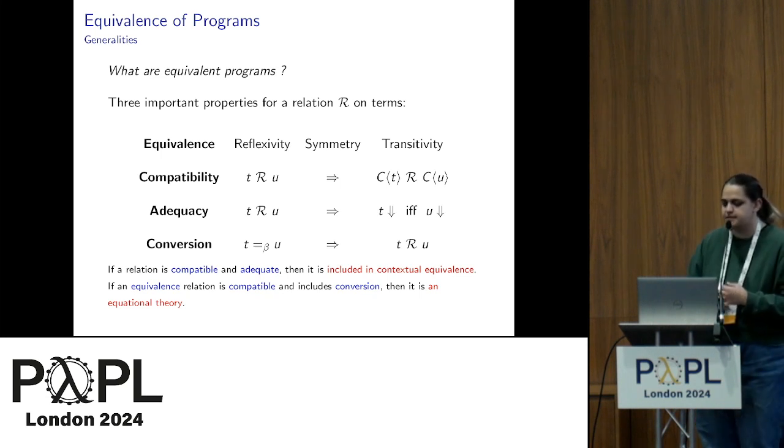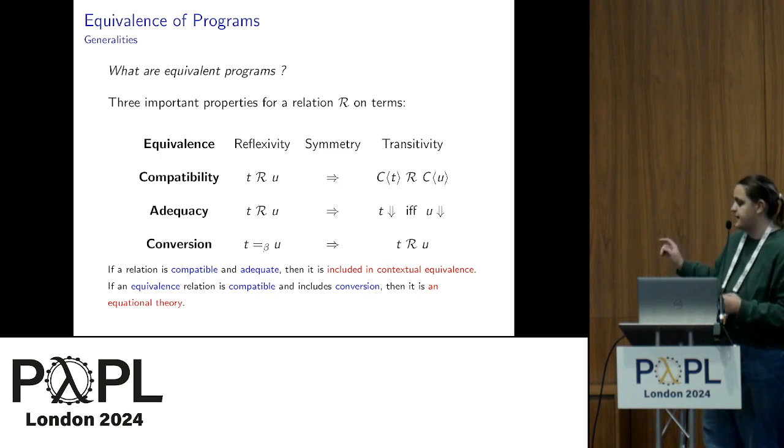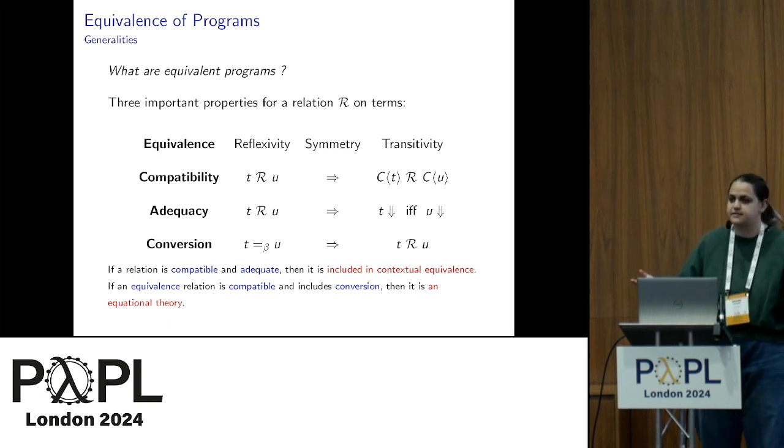So the nice thing is that if a relation is compatible and adequate, you can directly say that it's included in contextual equivalence. And if an equivalence relation is compatible and includes conversion, then we call this an equational theory.